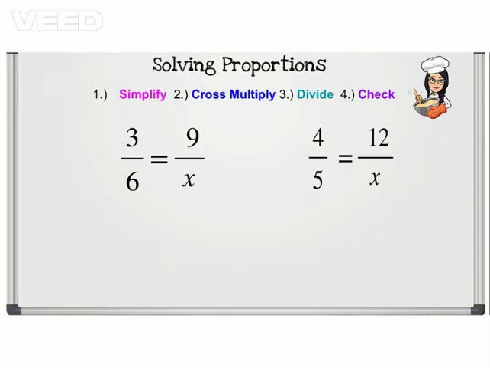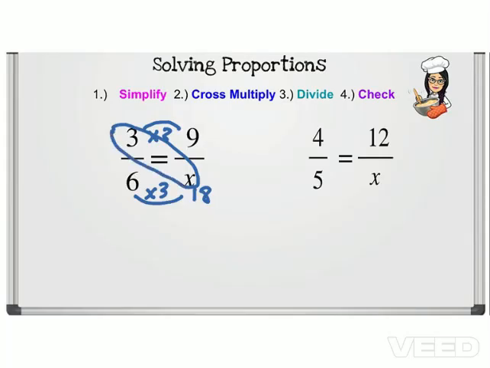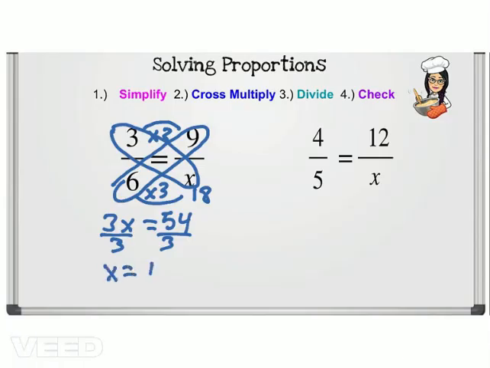All right, are you seeing a pattern here? Yeah, 3 times 3 is 9. So 6 times 3 is 18. If we're not sure, we can still do our process. Simplify, cross multiply. 3 times x, 3x. 6 times 9, 54. And dividing by 3 on both sides, x equals 18.